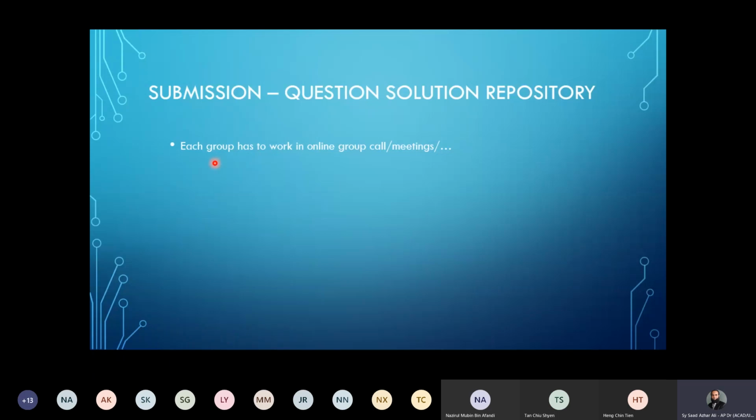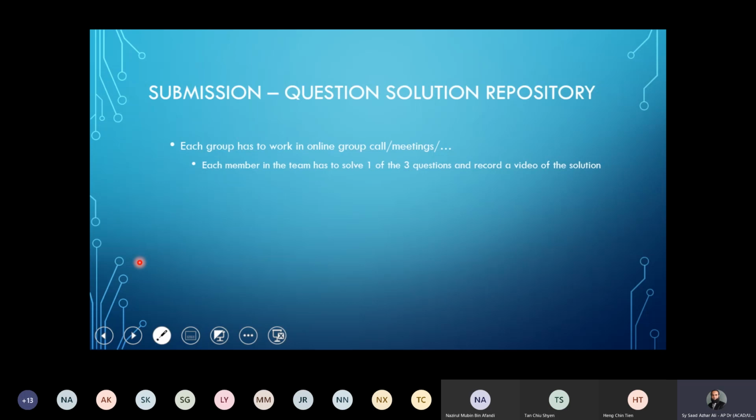So once you have done the meeting, later on you have to go and solve. Each one has to just solve one question. You don't have to solve all 3 questions. If you do it, that's good, but you have to make the video of one solution only and submit it in the repository. I will tell you how and where to submit it, and what the format is, so that anyone can find the particular question as well.